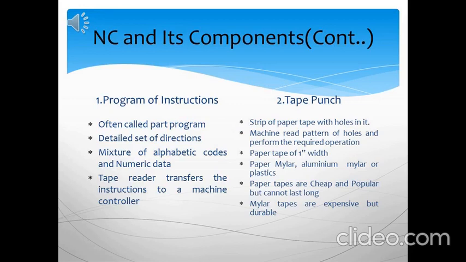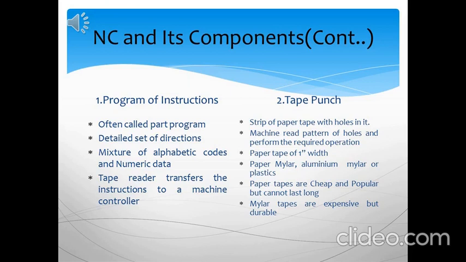This is often called the part program. The complete set of coded instructions responsible for executing an operation is called a part program. This program is a mixture of alphabetic codes, numerical data and special characters. Tape readers are used to transfer these instructions to a machine controller. The second one is the tape punch. Usually it is a paper tape of 1 inch width.